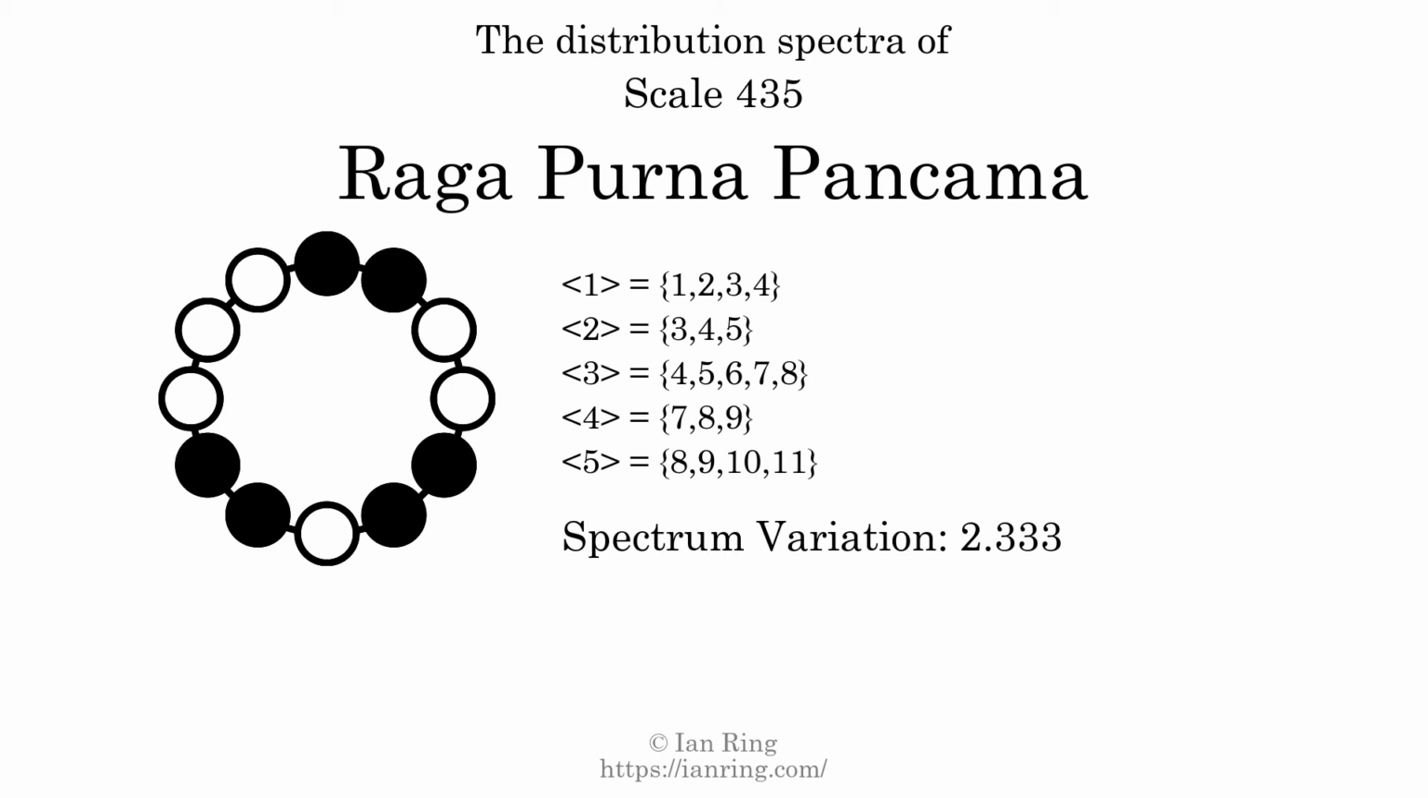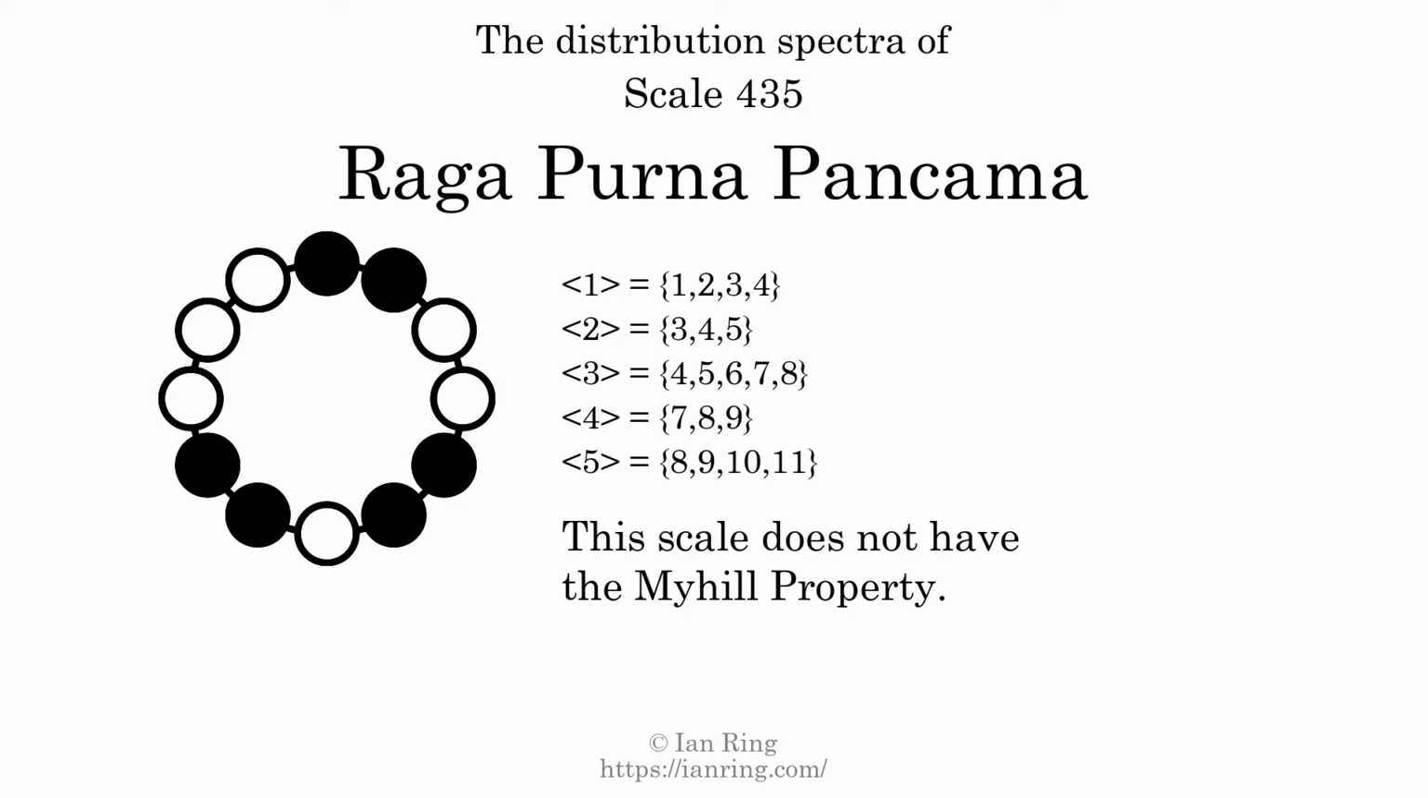The spectrum variation of this scale is 2.333. Since the variation is greater than 0, this indicates that the scale is not perfectly even. The highest spectrum width is 4. Since this is greater than 1, we know that this scale is not maximally even. If every spectrum has exactly 2 specific intervals, we call that the Myhill property. This scale does not have the Myhill property. Since the generic interval ranges overlap, this scale is an improper scale.